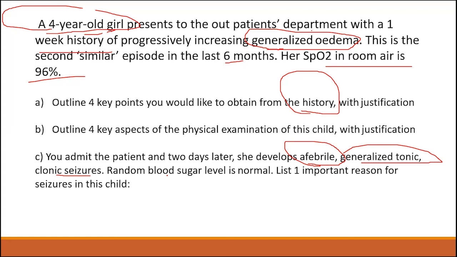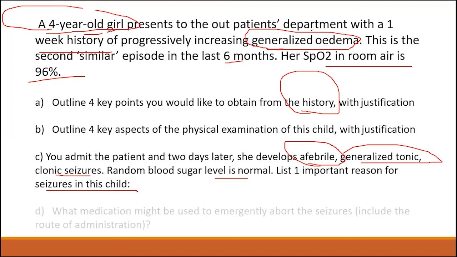Good. So they say after admitting the patient, 2 days later she develops these things. When the blood sugar level is normal, list one important reason for seizure in this patient. So you need to ask yourself, what important reason is there for seizure in this patient? One point is hypertension. Don't forget, when we talk about nephrotic syndrome, you should be mentioning hypertension. Hypertension can have an effect in the brain, possibly leading to seizure formation. So the reason for our seizure is hypertension.